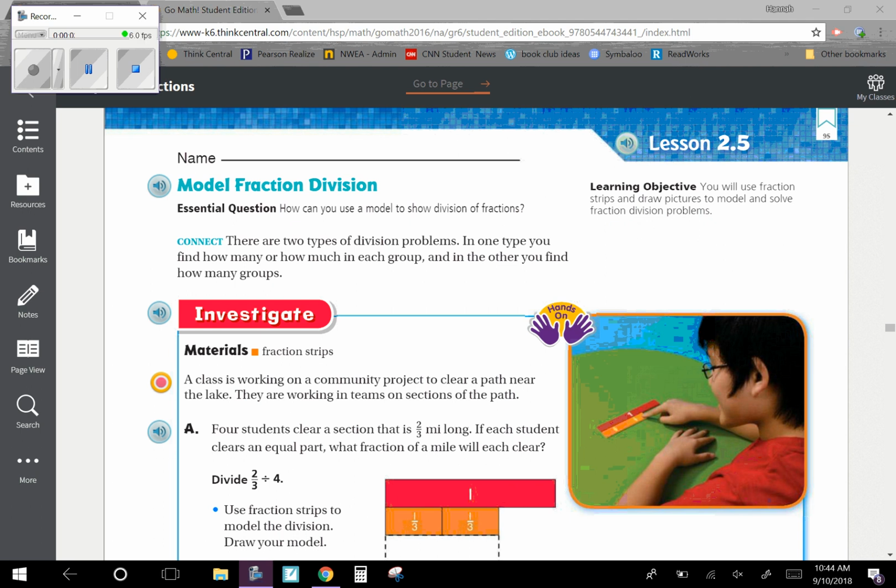Chapter 2, Lesson 5, Model Fraction Division. So our learning objective is you will use fraction strips and draw pictures to model and solve fraction division problems.